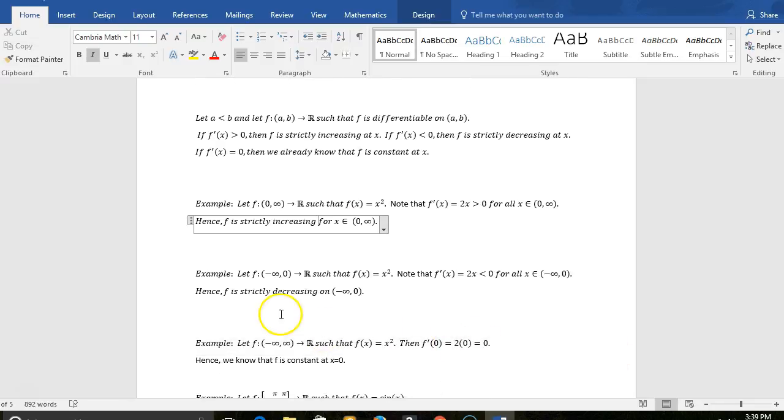Now, let f be the function from the negatives, that's this interval right here, into R, such that f of x equals x squared. Note that f prime equals 2x, but this time 2x is less than 0, aka negative, for all x in the negatives, because if x is negative, so is 2x right here. Hence, f is strictly decreasing on negative infinity to 0.